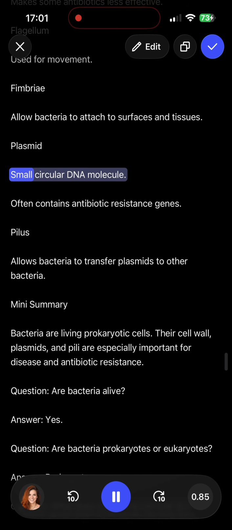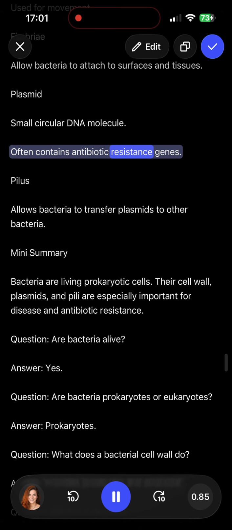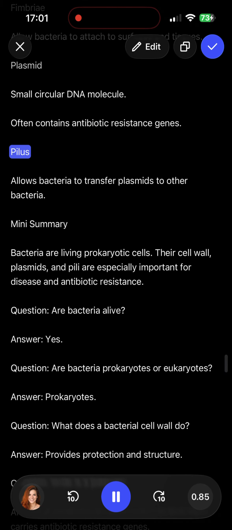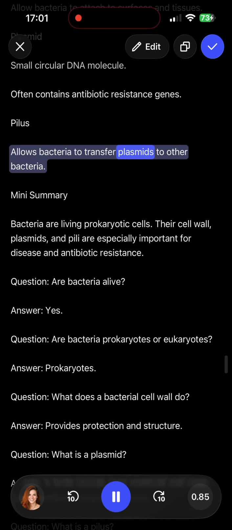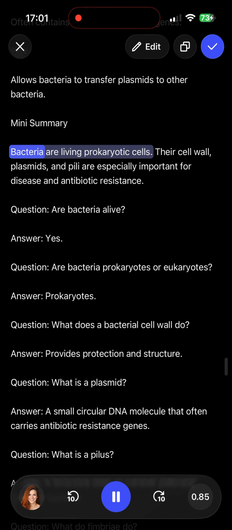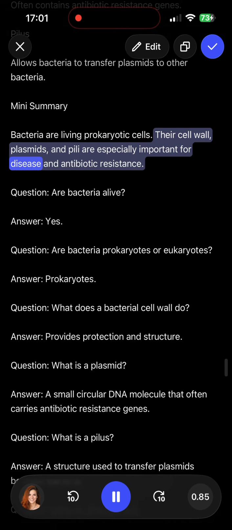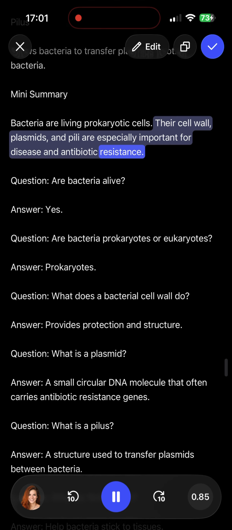Plasmid, small circular DNA molecule, often contains antibiotic resistance genes. Pilus, allows bacteria to transfer plasmids to other bacteria. Mini summary. Bacteria are living prokaryotic cells. Their cell wall, plasmids, and pili are especially important for disease and antibiotic resistance.